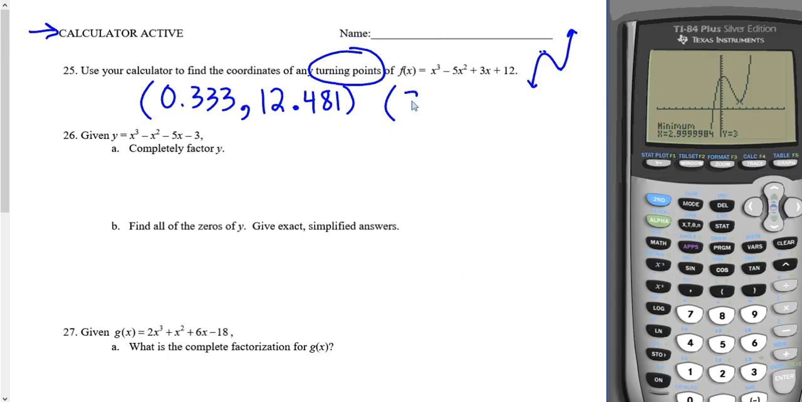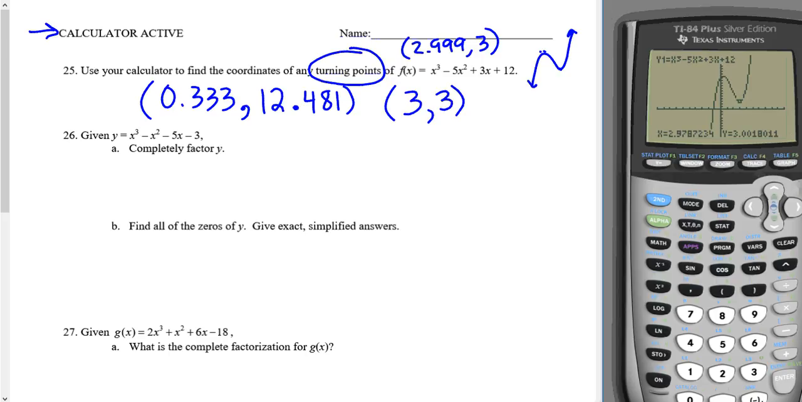I think this point, if you really found it, would be 3.3. If you had written 2.999, that's fine. My calculator has some limitations of just how accurate it can get. If I wanted to confirm that this point really was at 3, the best thing I could do would be to go to trace and type in 3. And look, 3.3 is the exact value of the point.